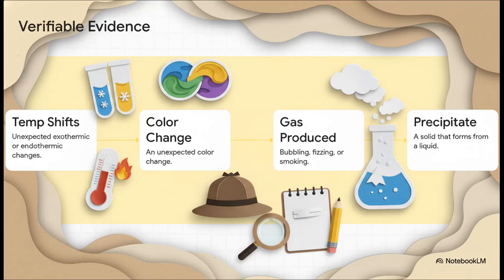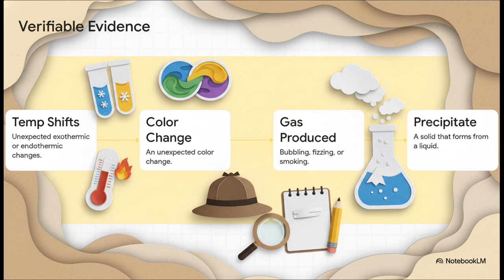How do we actually prove to our students that a chemical change happened? Well, this is where you get to put on your detective hat and train your students to investigate the scene. There are 4 verifiable pieces of evidence, 4 primary indicators that a chemical reaction has taken place. Number 1, unexpected temperature shifts. Things might suddenly get super hot in an exothermic release or surprisingly cold in an endothermic absorption.